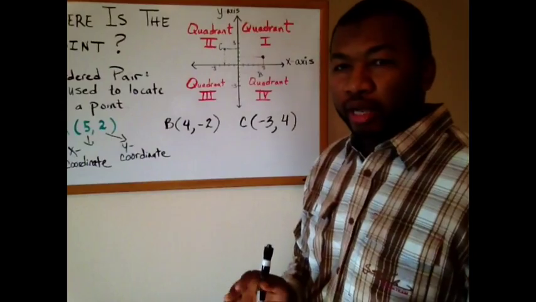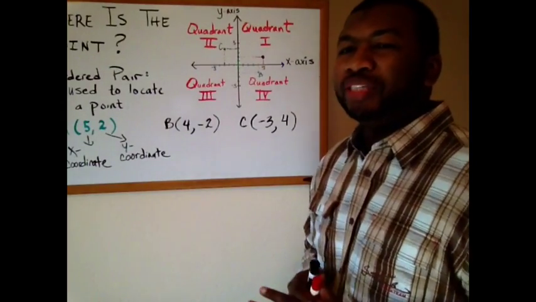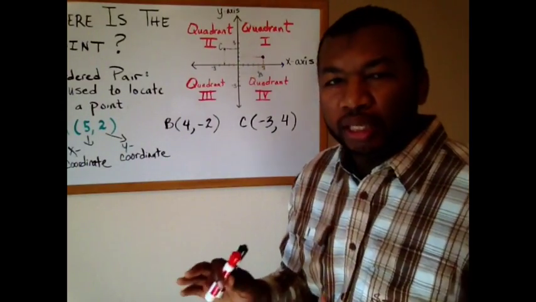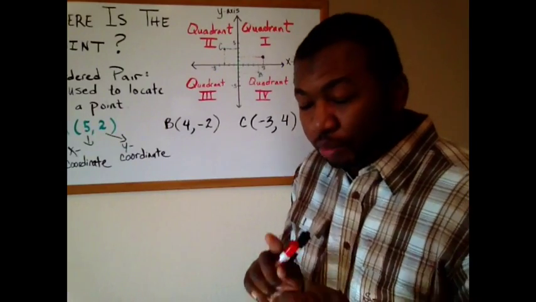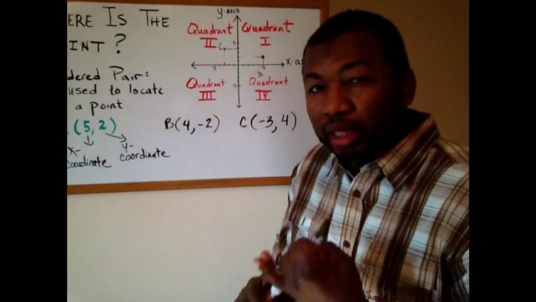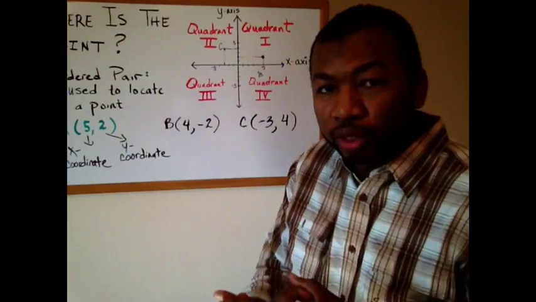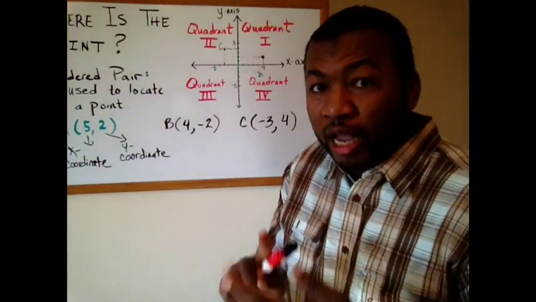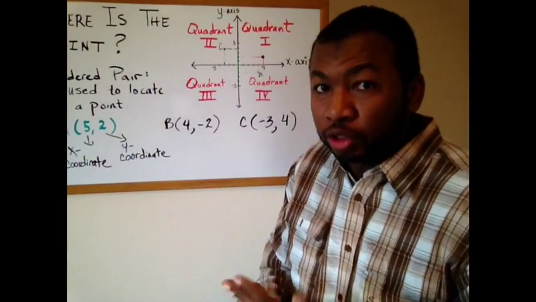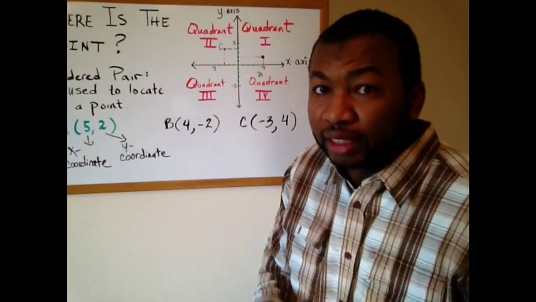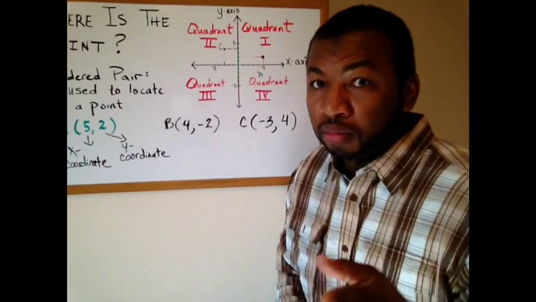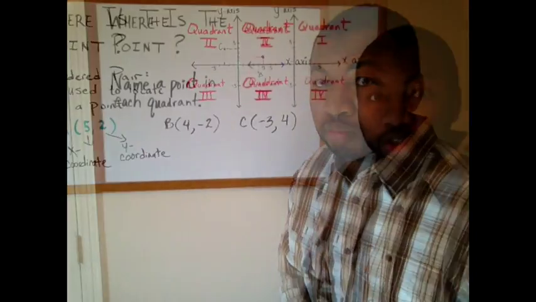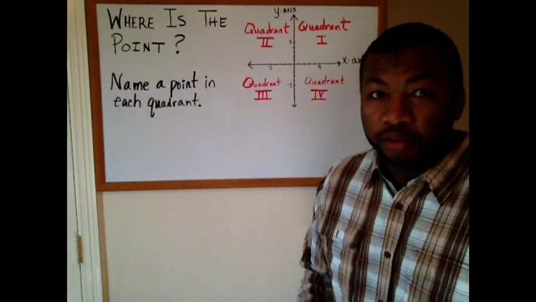Now, if you got that right, I want you to name a point, any point, for each quadrant. So name a point, any point that's in quadrant 1, any point that's in quadrant 2, 3, and 4. After you name a point in each quadrant, I'm going to show you a way to check to see if you got it right. Go ahead and pause the video. Alright, did you do it? Did you name a point in each quadrant?